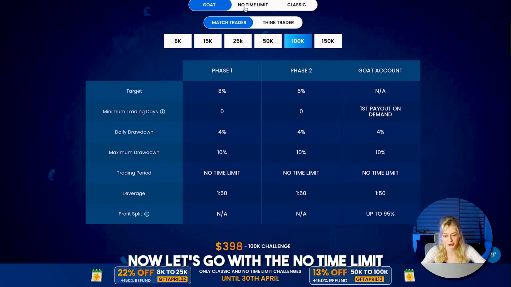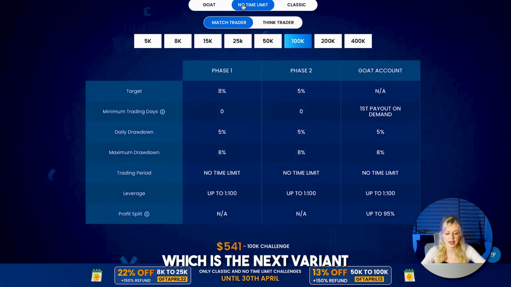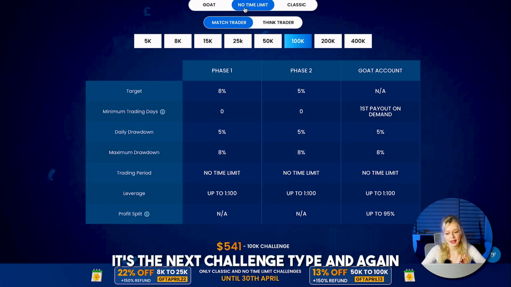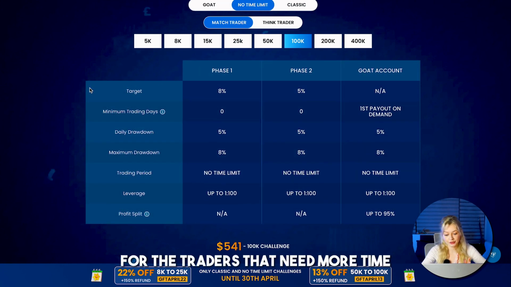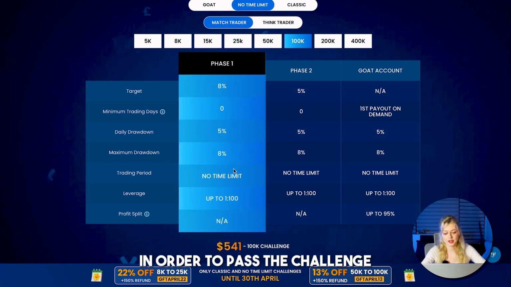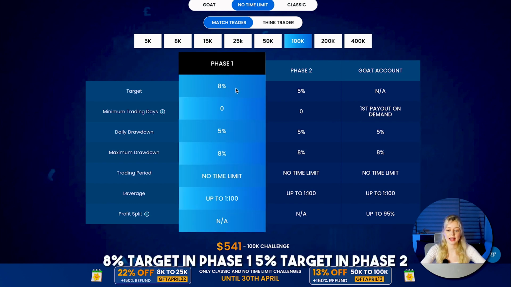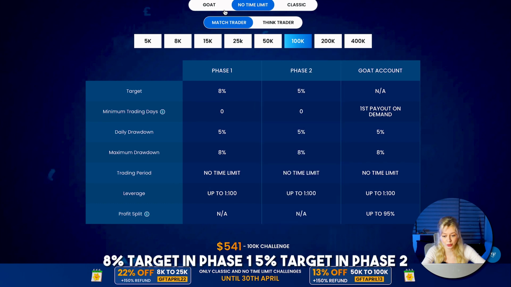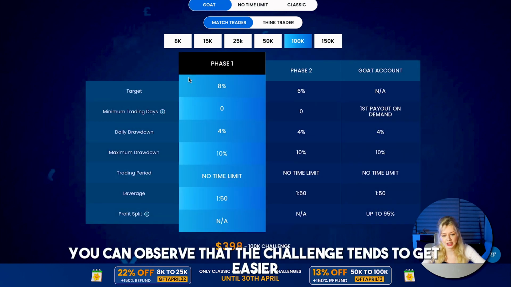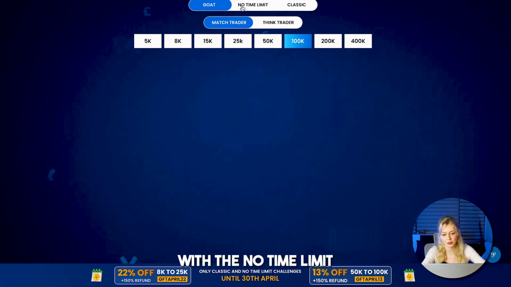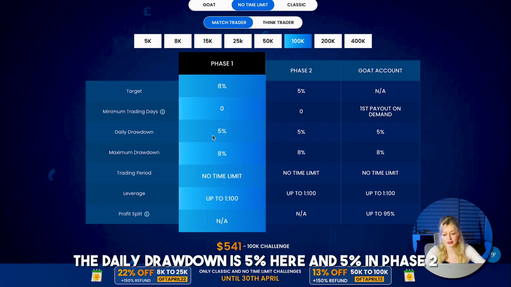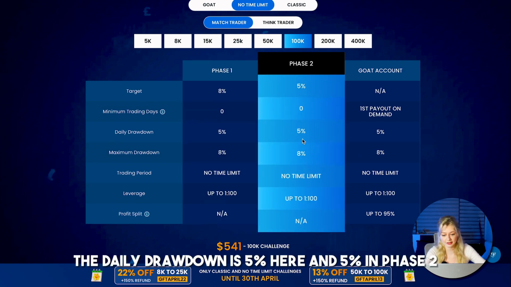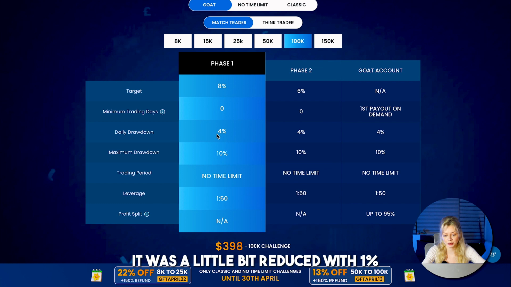Now let's go with the no time limit, which is the next variant. It's the next challenge type, and again, this is a great alternative for the traders that need more time in order to pass the challenge, because you can observe here that it's no time limit as well. 8% target in phase 1, 5% target in phase 2. So you can observe that the challenge tends to get easier with the no time limit. The daily drawdown is 5% here and 5% in phase 2. It was a little bit reduced with 1%.